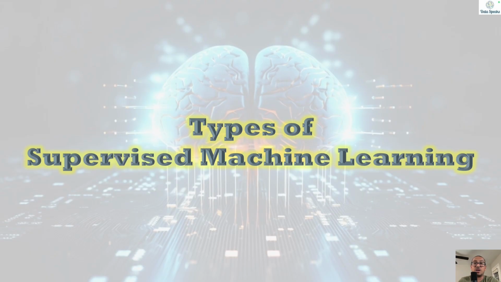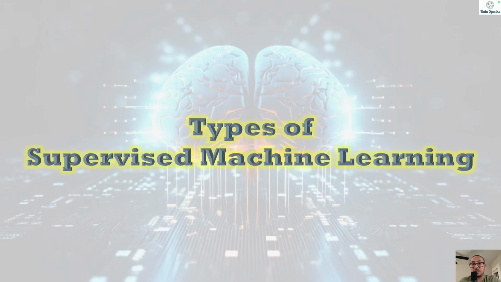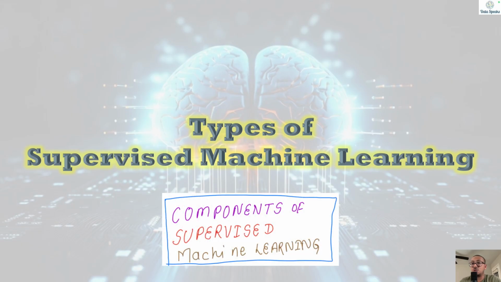As previously we understood, there are three types of machine learning. One is supervised machine learning, another is unsupervised machine learning, and the next one is reinforcement machine learning. Now we'll dive further into the supervised type of machine learning, where we'll understand what the different types of supervised machine learning are and how they are designed. What are the components of supervised machine learning?